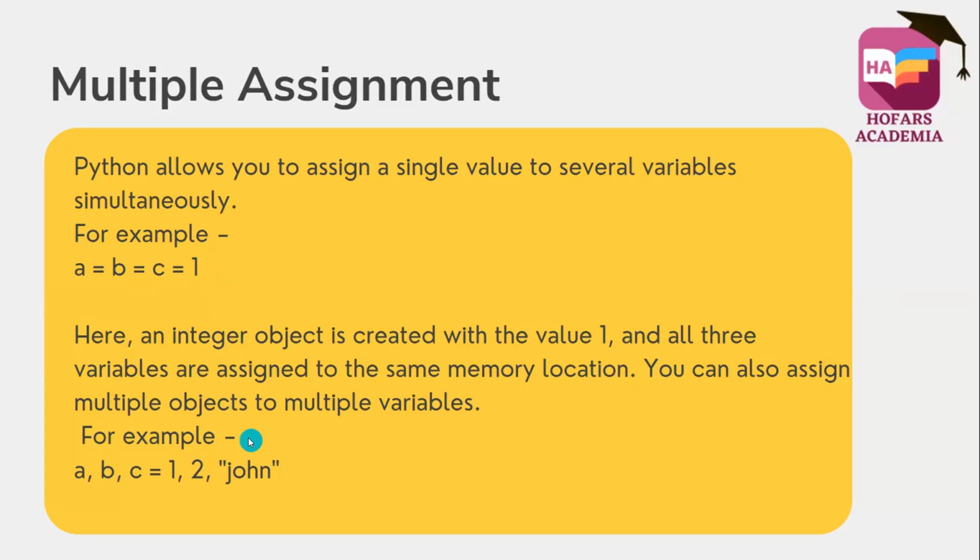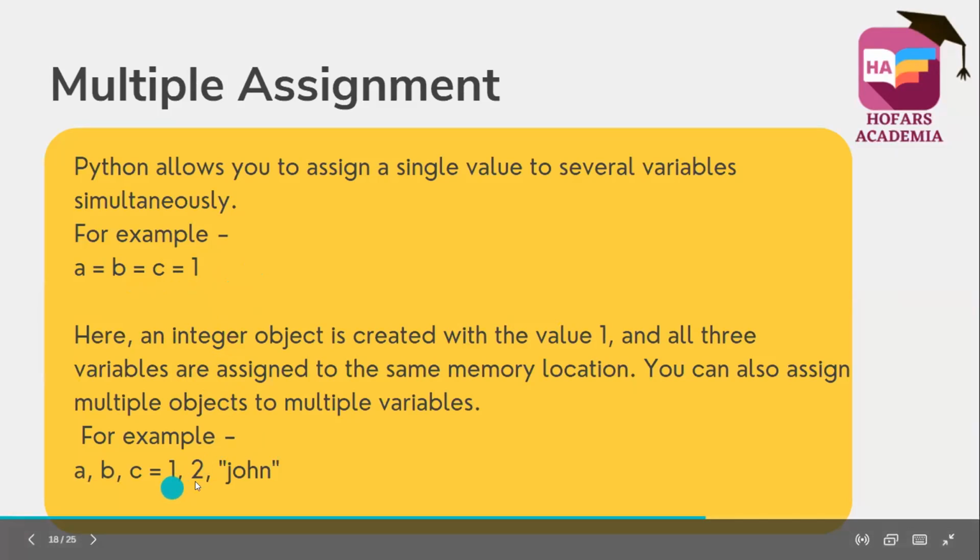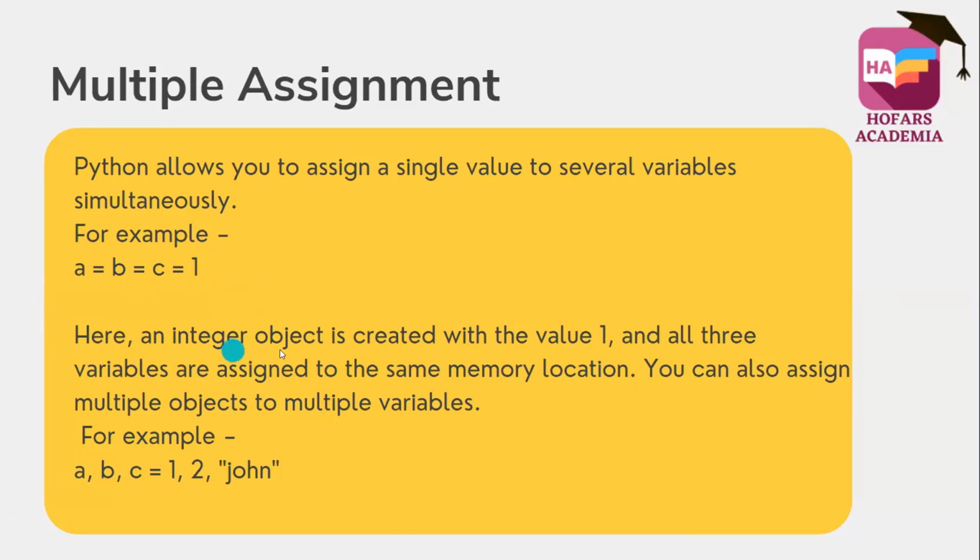I can also assign heterogeneous data, that is different sorts of data types, such as integer and string, to these different variables A, B, C respectively. Over here, the integer object is created with the value of 1 and all three variables are assigned to the same memory location. You can also assign multiple objects to multiple variables.